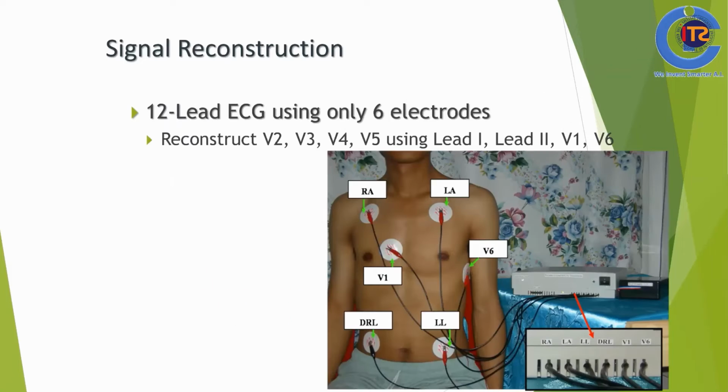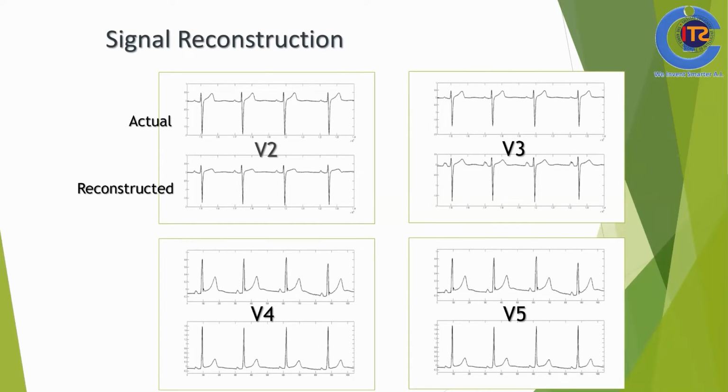We also have another kind of reconstruction. For example, usually for the so-called 12-lead ECG, we need 10 electrodes, but in this case, we would like to get rid of 4 of that. And we will try to predict by using the reconstruction model. So we can reduce the number of electrodes to 6. So this is the output of the reconstruction.